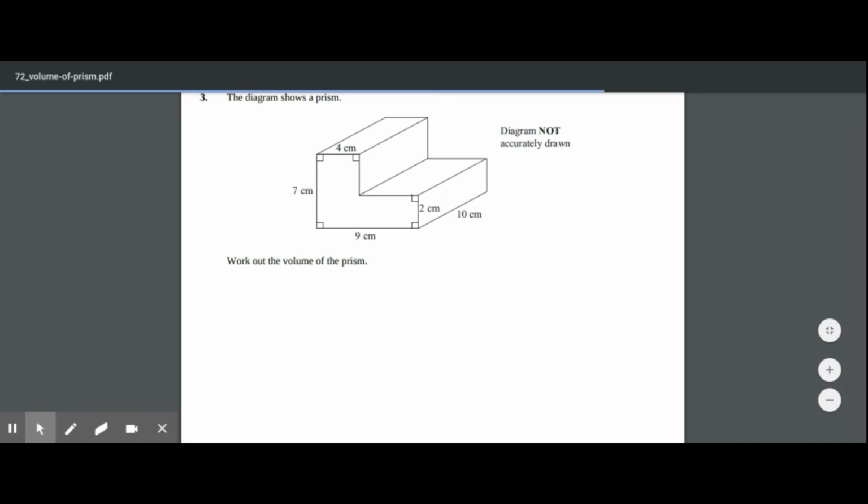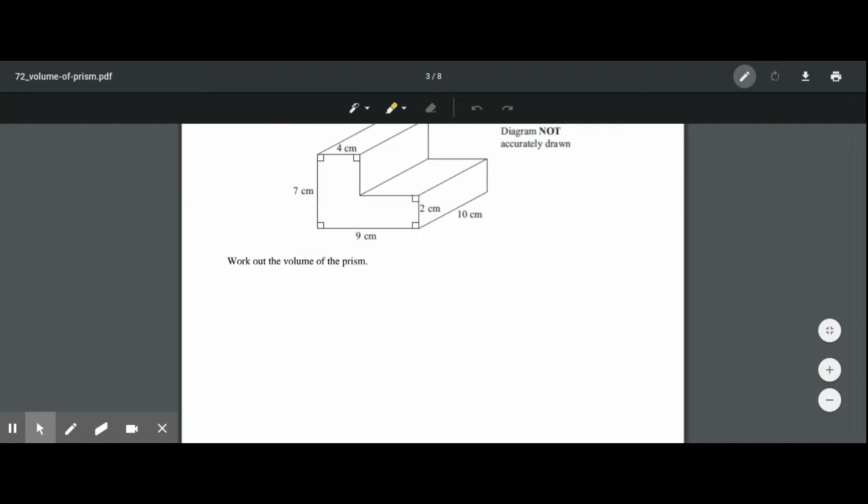So to calculate the volume of this prism, you'd need to find the cross-sectional area and then multiply that with the height. Now, the cross-sectional area is this part. Now to make it easier, you split this in half, like so. This part is 5 centimeters, because the whole length of this is 9 centimeters.